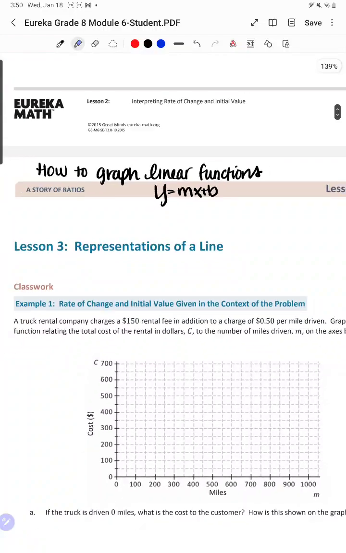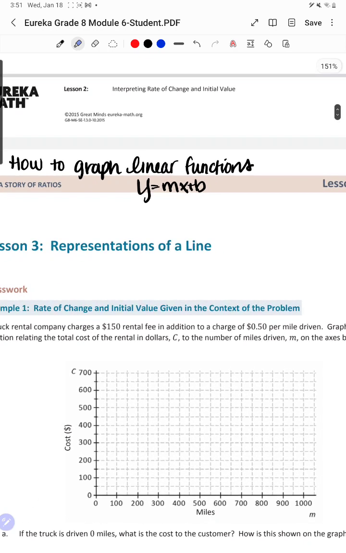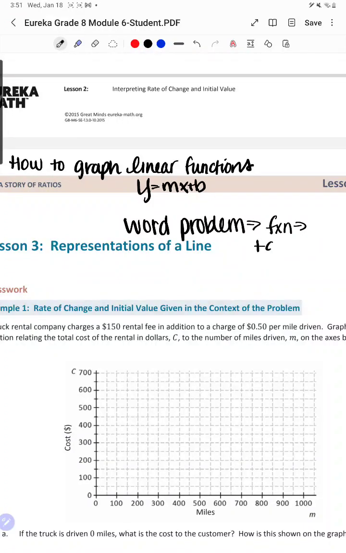However, what we are going to be doing today is interpreting word problems to create this function. So we're going to be reading word problems to create the function and then graphing after that. So yesterday, all we did was interpret the word problems in order to find the function. Today, we're going to interpret the word problems, find a function, create a table, and then use that table to create a graph. So it's going to go word problem to function to table to graph.